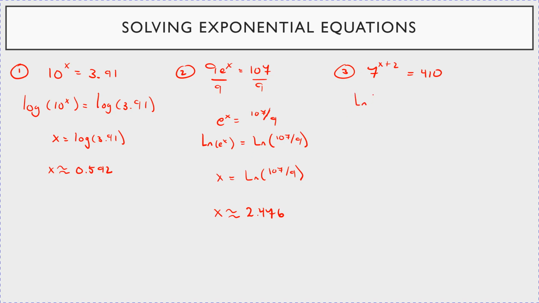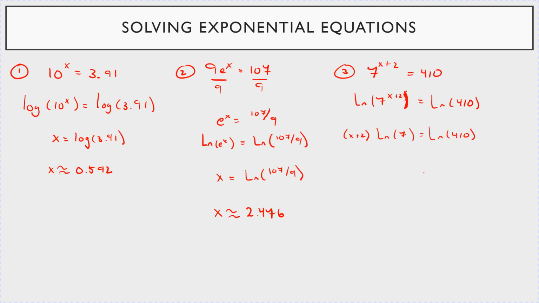So this is the natural log of 7 to the x plus 2 is equal to the natural log of 410. Well, what my rules of log say is I can bring the exponent down in front now. So this is x plus 2 times the natural log of 7 is equal to the natural log of 410.